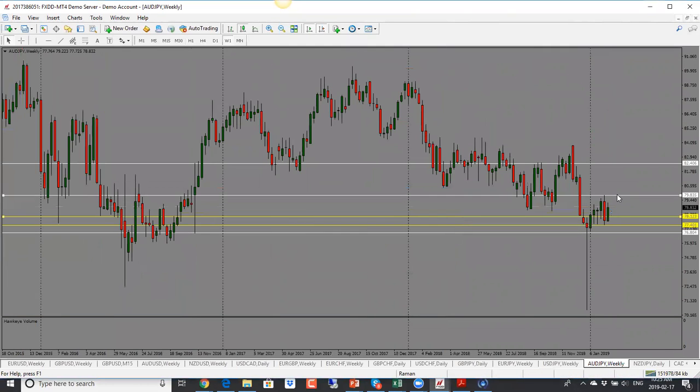Aussie yen has also pushed back. We had a bearish engulfing candle here, but it has pulled back into the support resistance level here. And now we have a bullish candle close. But if you look at it for several weeks here, price has just stayed in this range.